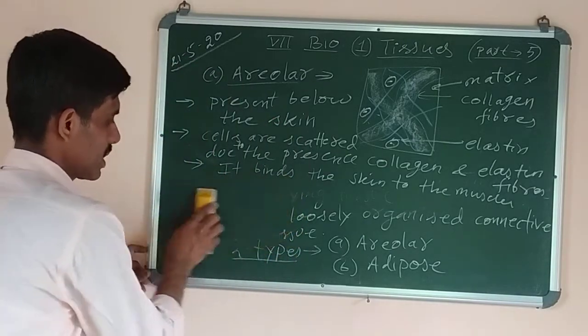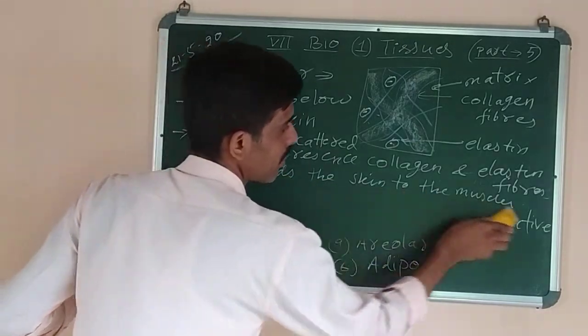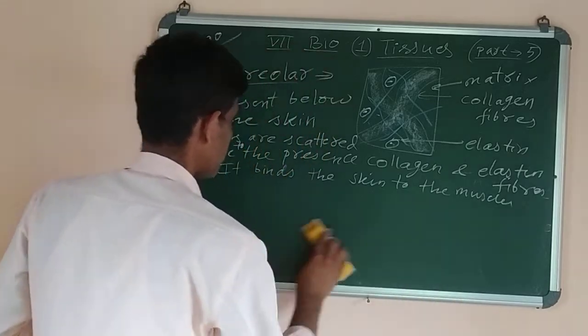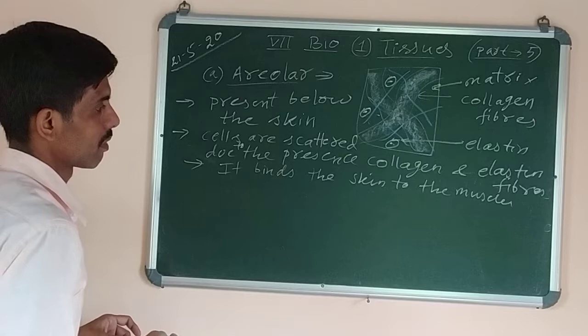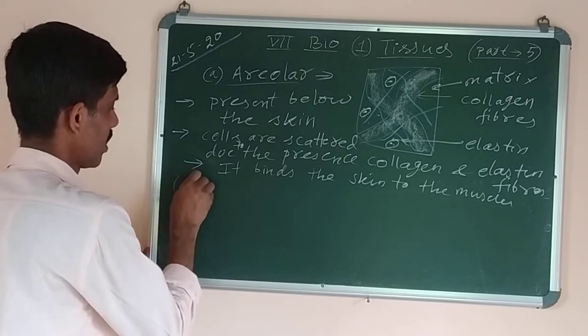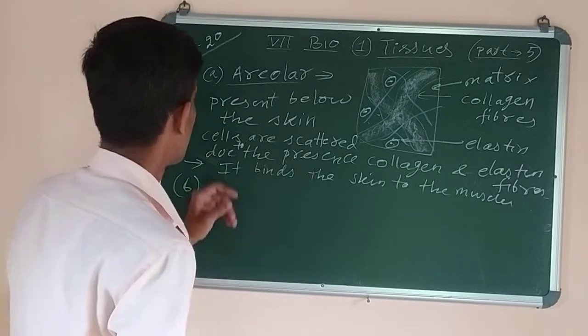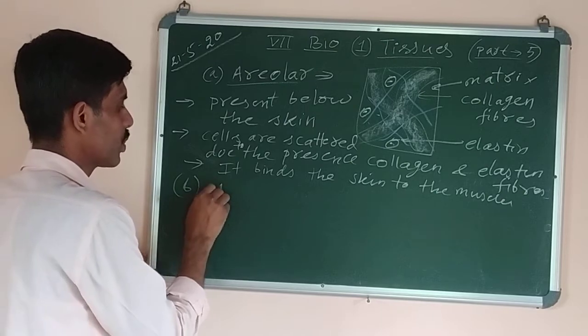Up to here it was. It binds the skin to the muscles. This one we have written as the last point. Now you can see, second one, areolar. Areolar tissue is completed. Now we have the adipose tissue.